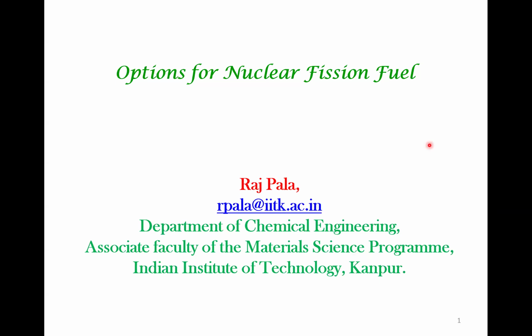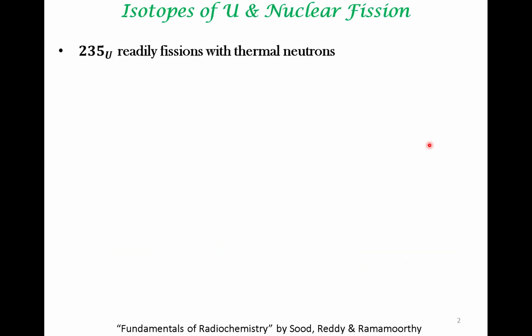Welcome back. In the previous lecture, we had contrasted the behavior of thermal and fast neutrons. In this lecture, we will look at the different options available for a nuclear fission reactor. The most important fuel is the isotope of uranium, U-235. The reason for this is that even with thermal neutrons, this is a fissionable material.